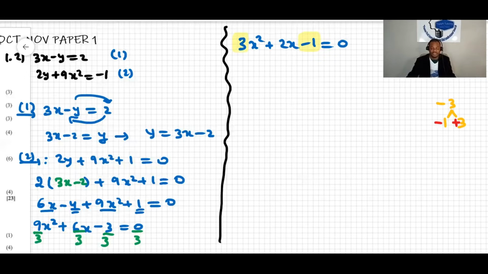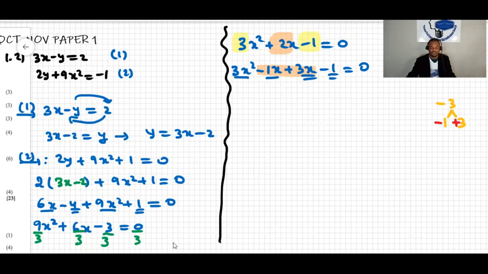Then instead of writing 3x squared plus 2x minus 1, I'm going to write 3x squared minus 1x plus 3x minus 1 equal to 0. We do that because, as I said, positive 2x is just the same as -1 plus 3x. It makes positive 2x. Okay, we factorize here by grouping.